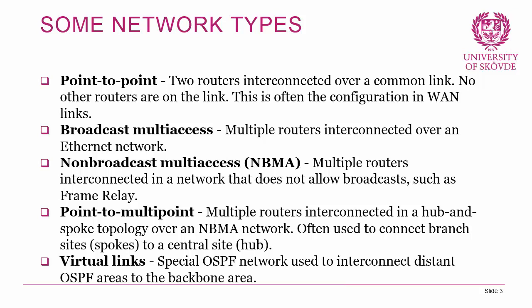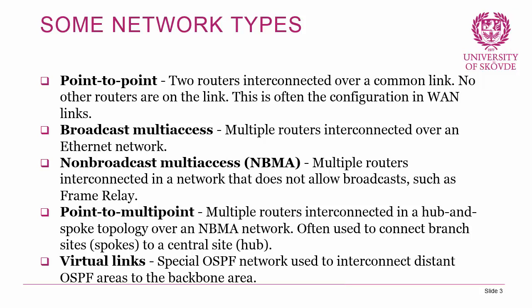And then we have broadcast multi-access, and this is multiple routers that are interconnected over an Ethernet network. And we have the non-broadcast multi-access, which is multiple routers interconnected over a network that can be common for more than two routers, but it does not allow broadcasts. One example is the legacy Frame Relay that we're going to look at a little bit, I think, in CCNA4. Then we also have point-to-multipoint, which is multiple routers that are interconnected in a hub and spoke topology over a non-broadcast multi-access network, and this is often used to connect branch sites to a central site.